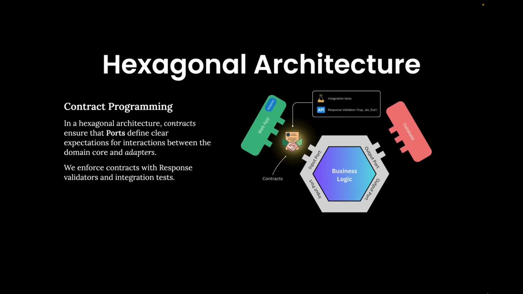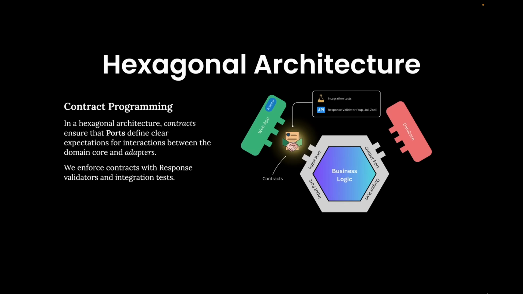Now let's talk about contracts. This is something we can add to make development even more stable and predictable. Contracts define clear separation for interactions between ports and adapters. To enforce contracts, we can use response validators like Zod, Joi, or Yup, and integration tests. So between the adapters and the ports, we place these contracts. They can be TypeScript types, GraphQL schemas, OpenAPI specifications, or others.